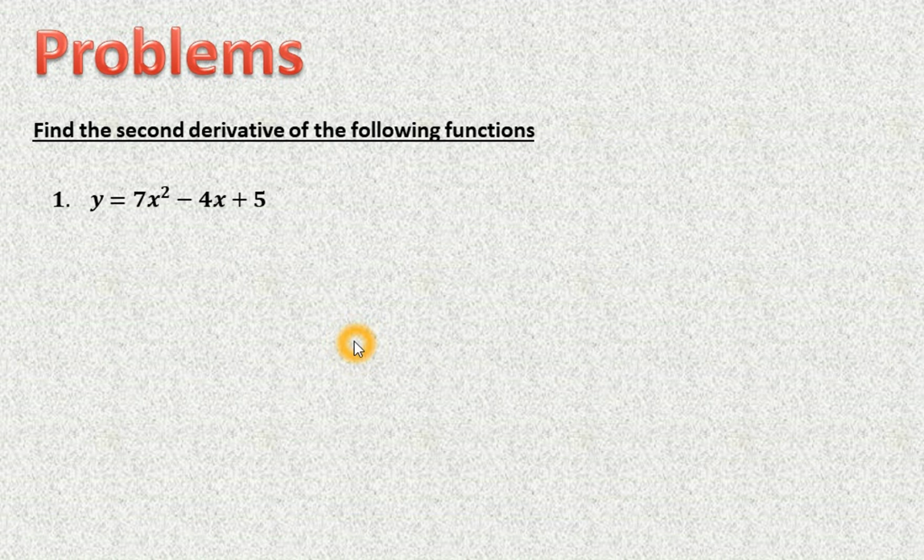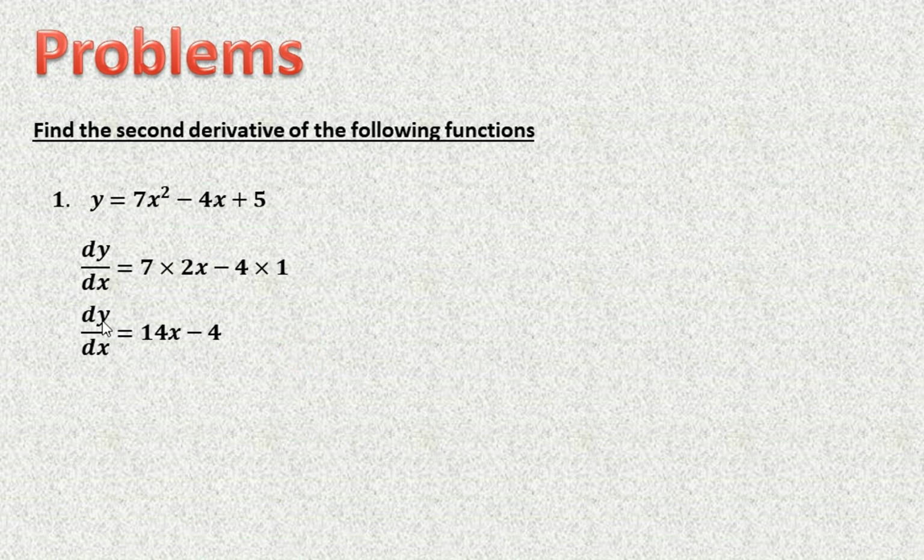The first problem: y is equal to 7x square minus 4x plus 5. First we find the derivative of y. It is 7 times the derivative of x square, that is 2x, then minus 4 times the derivative of x, which is 1. Simplifying, we get 7 times 2, that is 14x, minus 4.